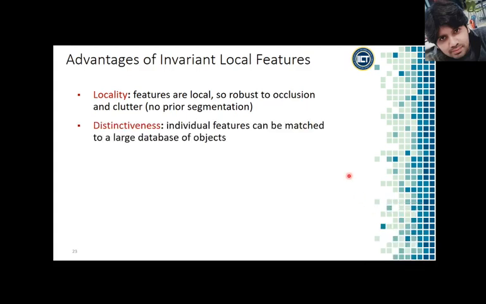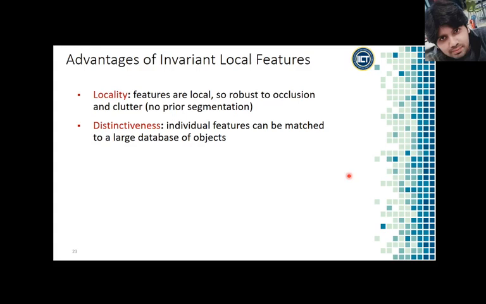And also distinctiveness, we have already discussed this feature in our previous class and in this class, that we need to find the distinctive patterns which can be easily discriminated, or easily classified. So if the individual features can be matched to a large database of objects with respect to its distinctiveness, means they are unique or they are different from the normal features.